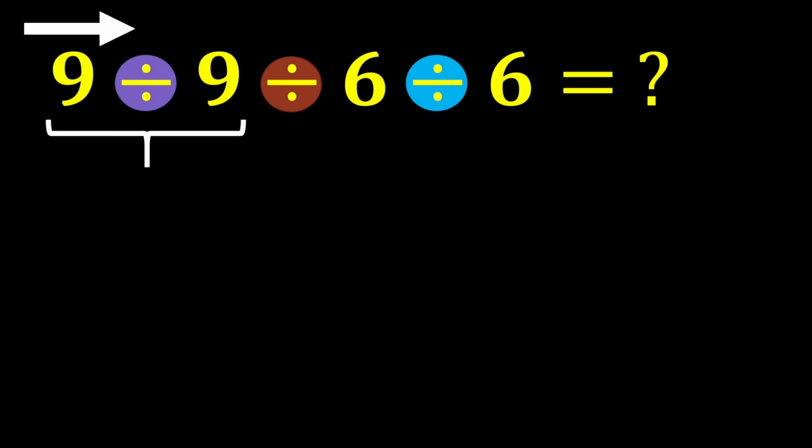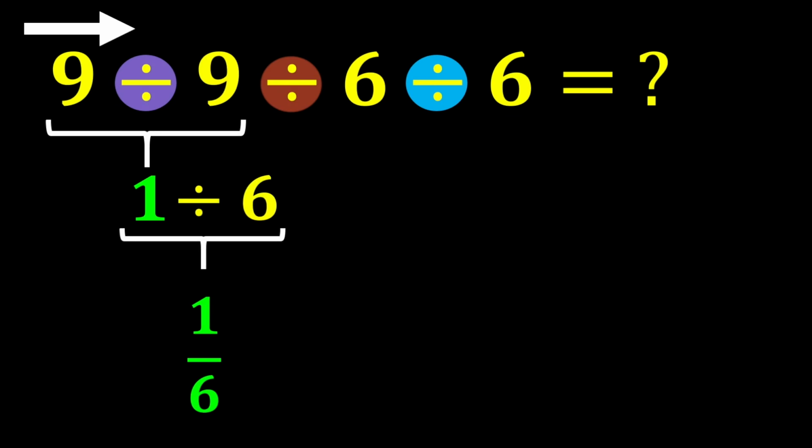9 divided by 9 gives us 1. Then 1 divided by 6 gives us 1 over 6. In the end, we need to calculate 1 over 6 divided by 6.